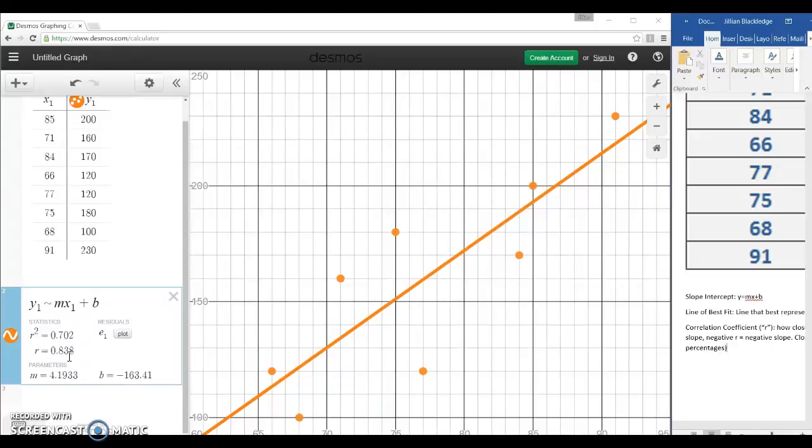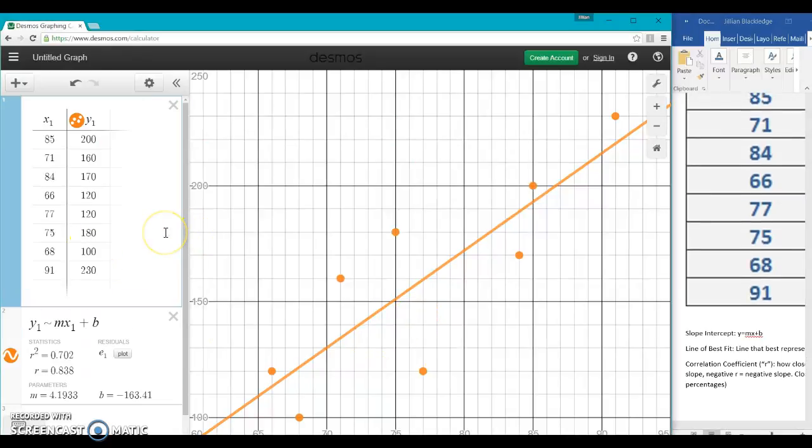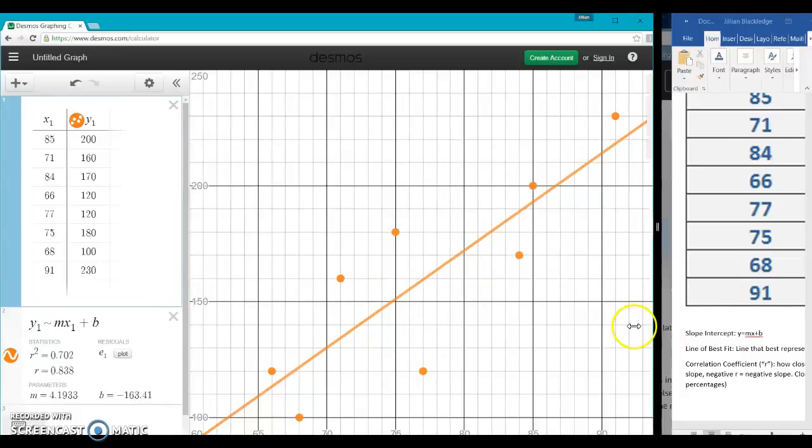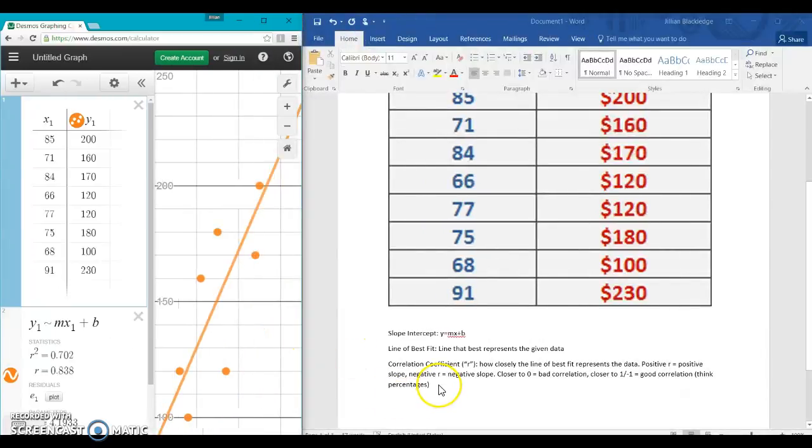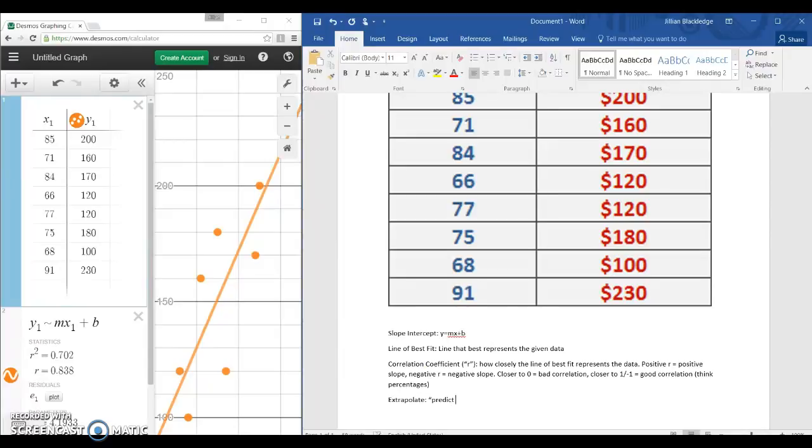The last piece of information you're going to have to know is how to use this. What is the point of modeling data? The point is not just to be able to create a pretty scatter plot and a line of best fit, but to actually use this data to help us predict something. The very last part of this is extrapolation, or extrapolating your data. To extrapolate your data, I kind of consider it predicting the future, using the information you're given to predict the future.